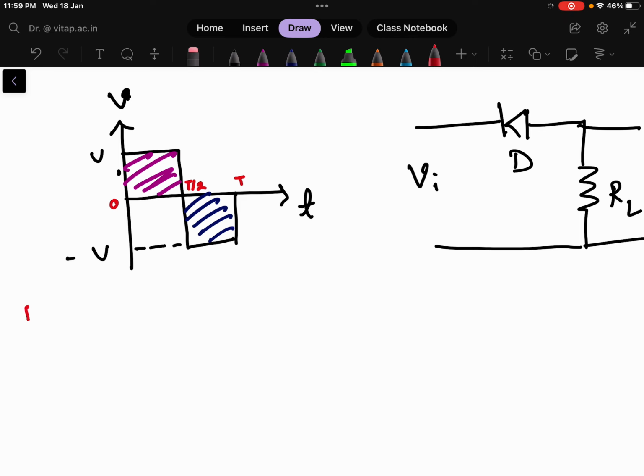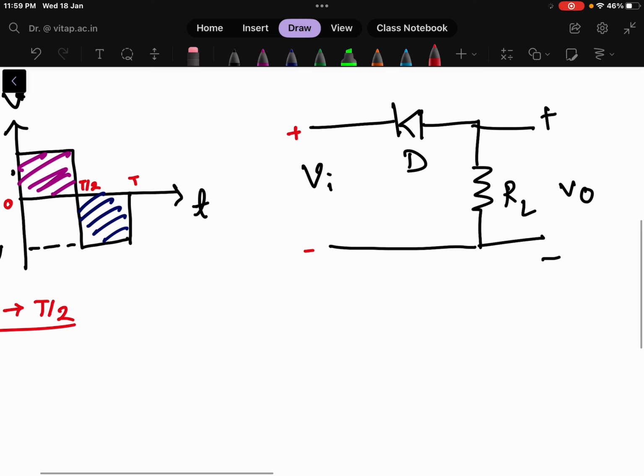So now let us understand what happens for the signal from 0 to T by 2. In 0 to T by 2, how much potential do we have? We have plus V voltage, right? That means the plus part I will consider connected here and the minus part is connected here. In this case, what will happen to the diode? If this is the positive part, we know that for the diode this is positive and this is negative. In this case I can see that the positive is connected to the negative and the negative part is connected to the positive here. In this case the diode will be reverse biased.